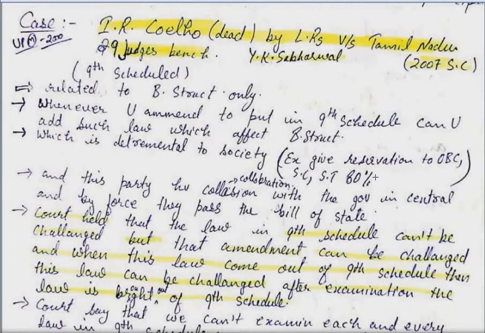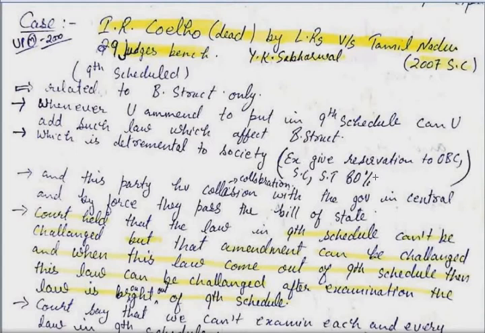So is not this particular amendment you have put into the ninth schedule, is it not affecting the basic structure? Is not this particular amendment which has put this law into the ninth schedule affecting the basic structure of the constitution adversely? And here basic structure is what? Social justice we are talking about. So will this amendment by which the law has been put, can that be challenged and can that be declared unconstitutional on the basis of केशवानंद भारती judgment?